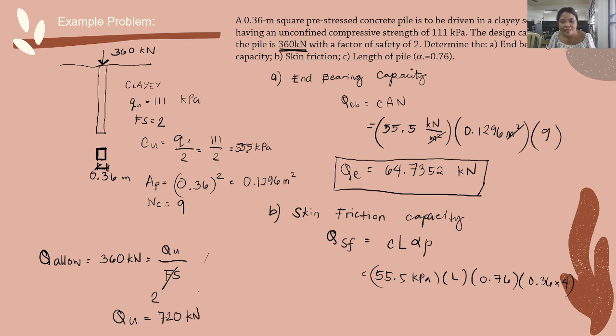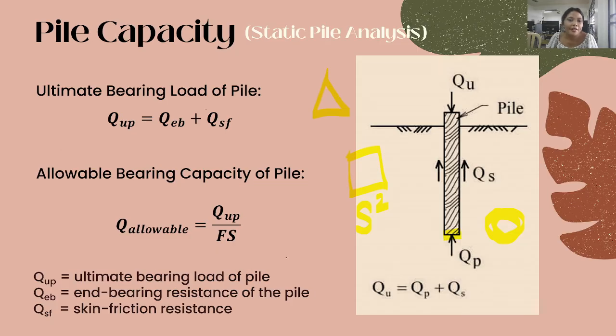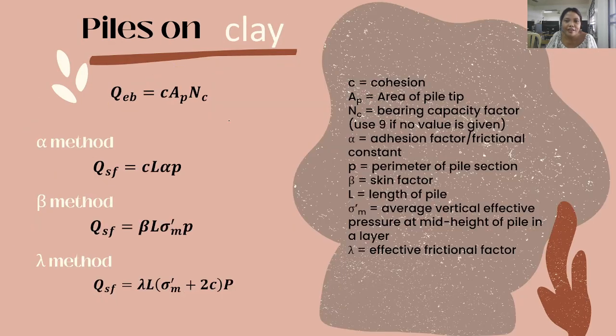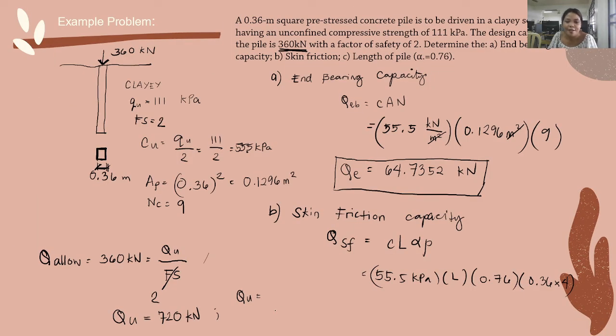kilonewton. Now, saan natin ilalapat itong QU? Si QU, pwede mo siyang gamitin para mahanap mo yung value ni QSF. Again, going back to the first slide, the QU is equal to QEB plus QSF. Therefore, the only unknown in this equation is QSF. Because we already know that 720 kilonewton is your ultimate bearing capacity. Whereas the QEB was solved a while ago, which is equal to 64.7352. And again, the only unknown here is QSF.